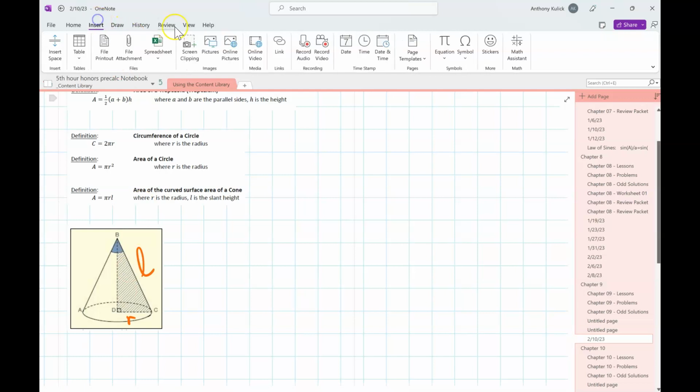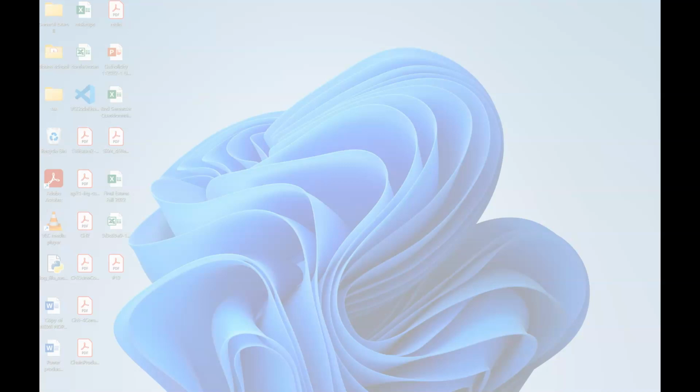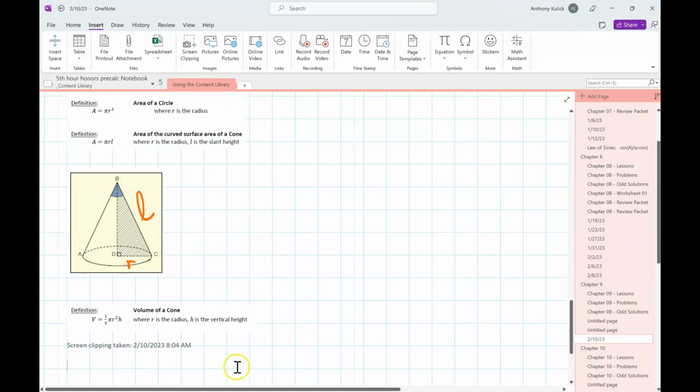Okay. So if I want some other common stuff that we would have done in geometry, like the volume of a cone, it is 1/3 pi r squared h, where r is the radius of the circular base, and h is that height. In the case of our picture, that'd be like segment BD.